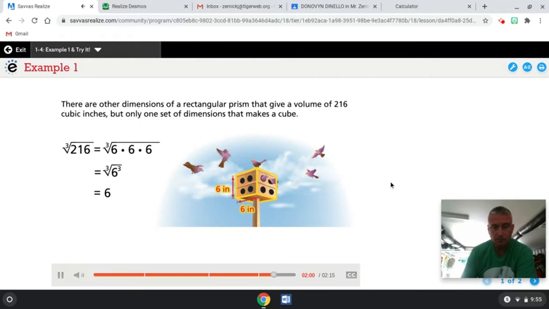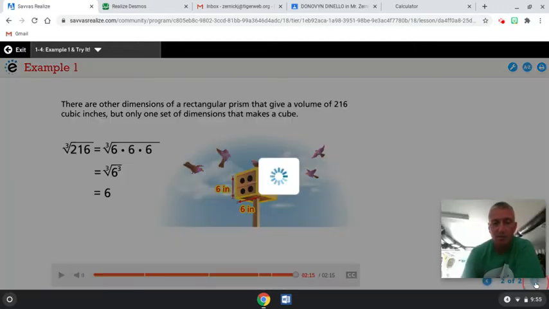There are other dimensions of a rectangular prism that give a volume of 216 cubic inches. However, only one set of dimensions makes a cube. So there is only one answer to this problem. So notice they changed this up to rectangular prism, guys. It's no longer a cube if it's a rectangular prism. So therefore, there are other answers if it were a rectangular prism, but since it is a cube, there is only one answer. So when you finish with that, complete that, go to step 2.